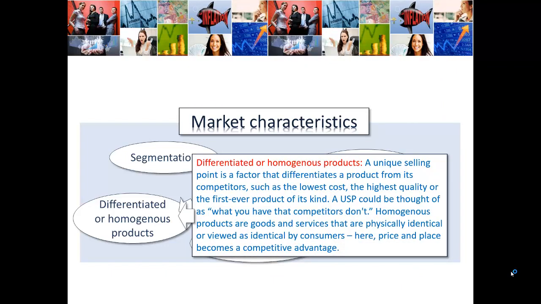Now, goods can be very different or very similar. A unique selling point is a factor that differentiates the product from its competitors. It could be the lowest cost, the highest quality, or the first ever product of its kind. A USP, unique selling point, can be thought of as what we have that competitors don't. Homogeneous, identical products are goods and services which are physically identical or are viewed that way by consumers. So price and place become a competitive advantage here.